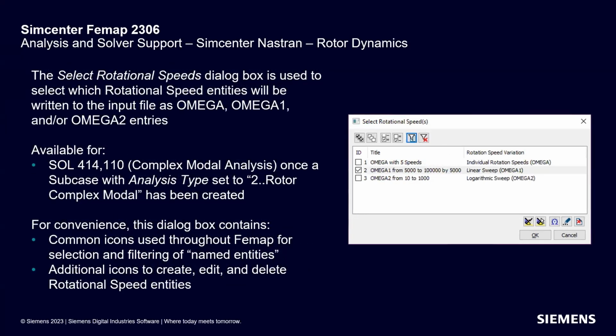And then very similar for set rotational speeds. This can only be used with 414.110, and when your analysis type in your subcase is set to rotor complex modal. Again, just similar functionality that you see throughout Femap for selecting named entities.